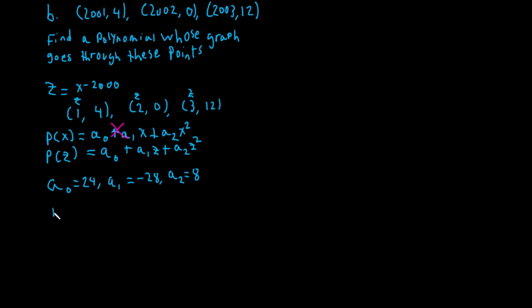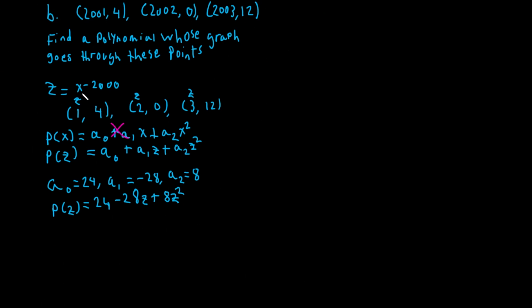We're going to get p of z, which is our new independent variable, is equal to our constant term, plus, well, it's not going to be plus, it's going to be minus because this is a negative here, minus 28z, and it's going to be plus 8z squared. So if the question was asking for a polynomial in terms of z, we could leave it here, but we want a polynomial in terms of x, so we need to take this equation right here and substitute it back in here, so we get an equation in terms of x.